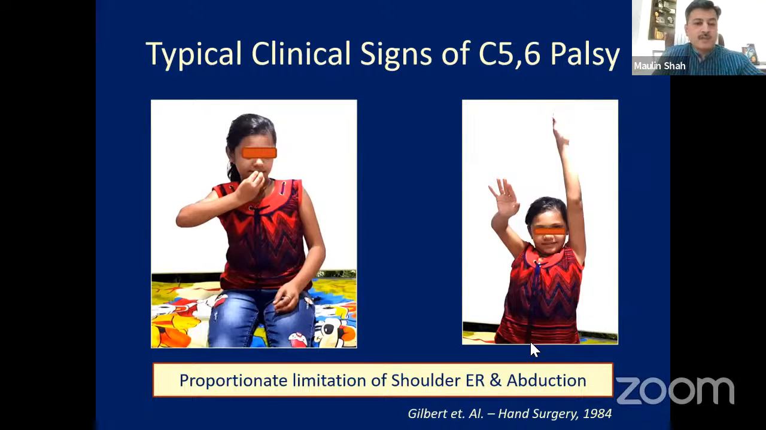Some of them, although they show good elevation, but most of them have limitation, which is due to a biomechanical issue where the deltoid is not in a good position to lift the arm when it is internally rotated. The lever arm of the deltoid is shorter, which prevents them from carrying out the usual elevation. So the typical clinical sign in C5-6 palsy is proportionate limitation of shoulder external rotation and abduction.